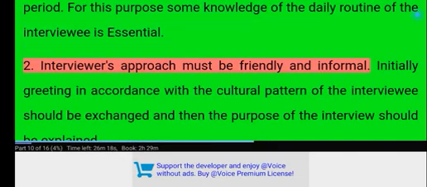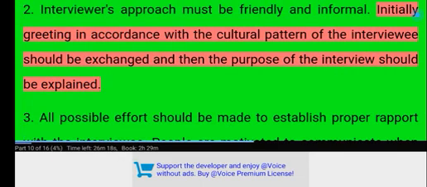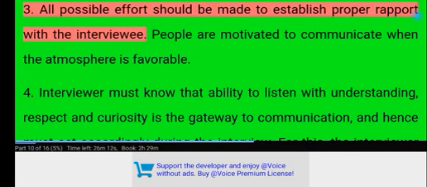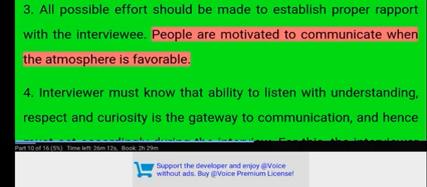2. Interviewer's approach must be friendly and informal. Initially, greetings in accordance with the cultural pattern of the interviewee should be exchanged and then the purpose of the interview should be explained. 3. All possible efforts should be made to establish proper rapport with the interviewee. People are motivated to communicate when the atmosphere is favorable.